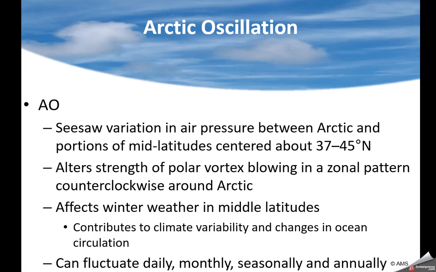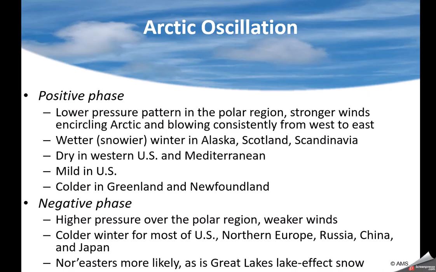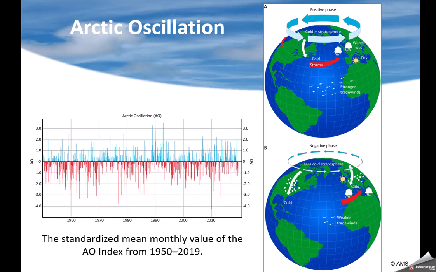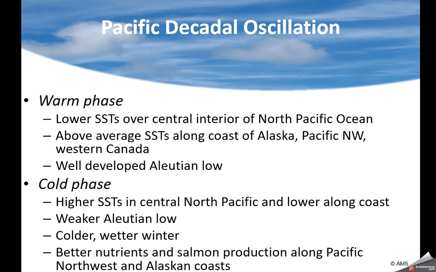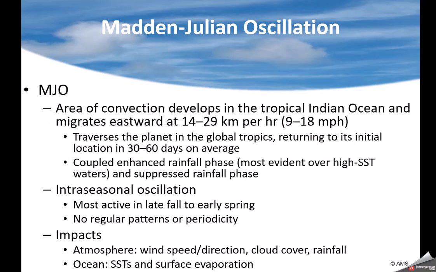Arctic oscillation, we've talked about that. We want to know how powerful the Arctic circulation is. The more powerful it is, the less cold air from the Arctic will come into the United States. And there's your positive and negative phases and how they circulate. There's the Pacific decadal oscillation as well. We have an Atlantic decadal oscillation. We also have a Pacific one. They impact some of the climate.